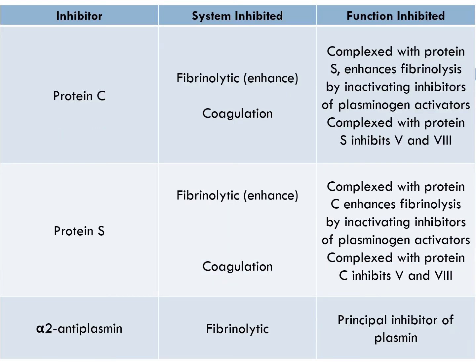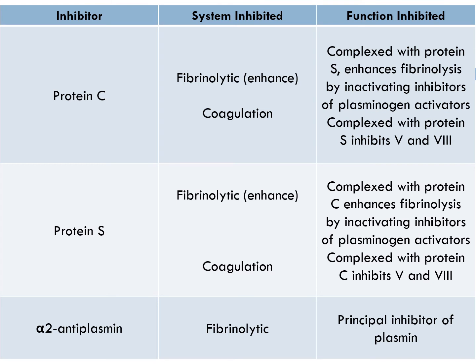Another inhibitor is protein C. This inhibitor has an activity against both fibrinolytic and coagulation systems. For the fibrinolytic system, protein C complexes with protein S to speed up fibrinolysis by inactivating inhibitors of plasminogen activators. And for the coagulation system, protein C still complexes with protein S to inhibit factors 5 and 8.